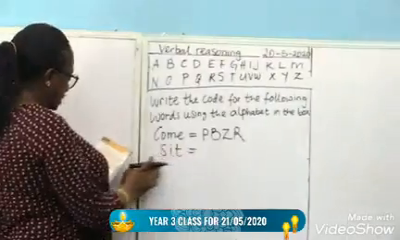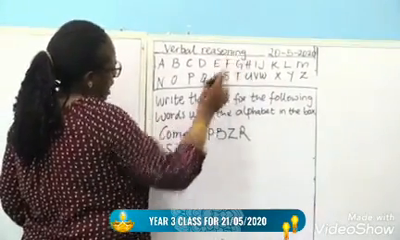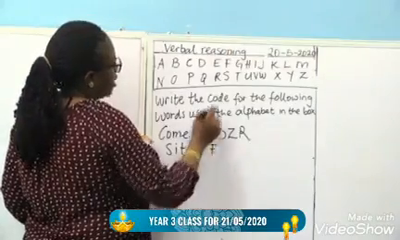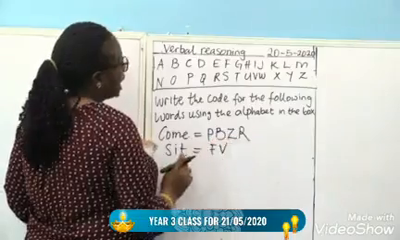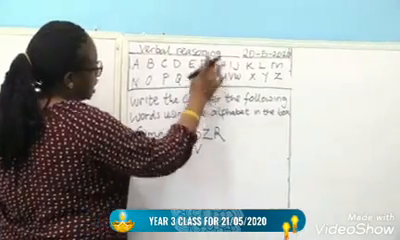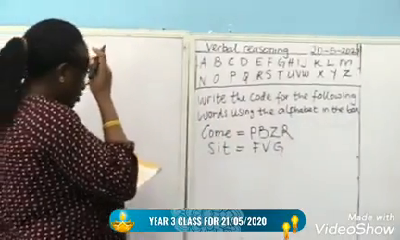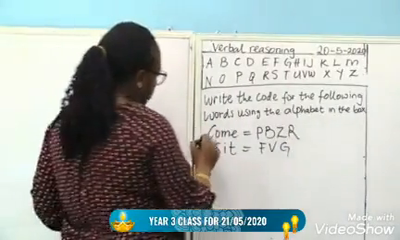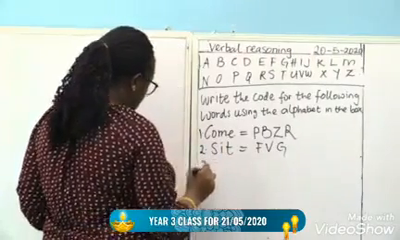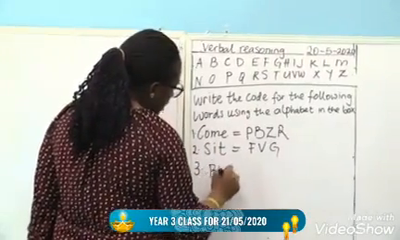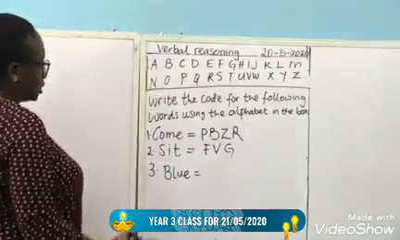Let's take another word, seat. When we have S, what's the alphabet above S? It is F. The alphabet above I is V. And the alphabet above T is G. So we have that the code for seat is FVG. Let's take more examples. What about if we have a word like blue? What will be the code for blue using this alphabet in the box?